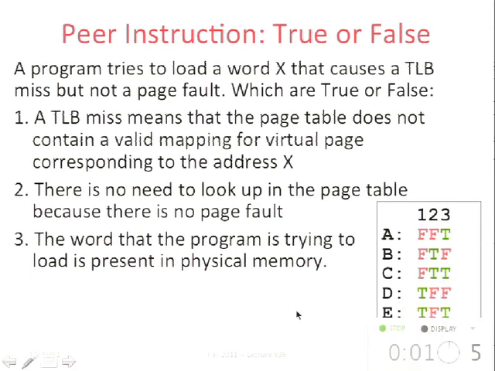TLB miss means that the page table does not contain a valid mapping for the virtual page corresponding to the address X, right? Make sure you read carefully. 2 is that there's no need to look up in the page table because there's no page fault, right? Because we told you there's no page fault. And 3 is the word that the program is trying to load is present in physical memory. And it's true or false for all of these.